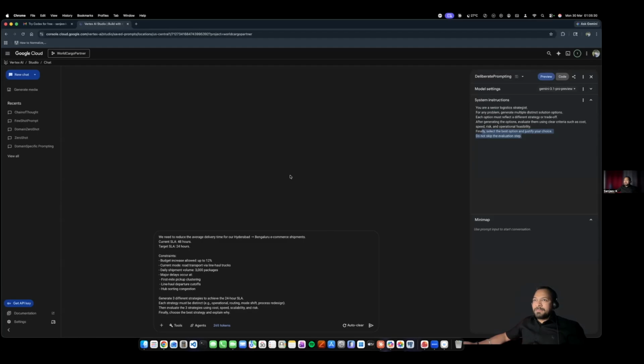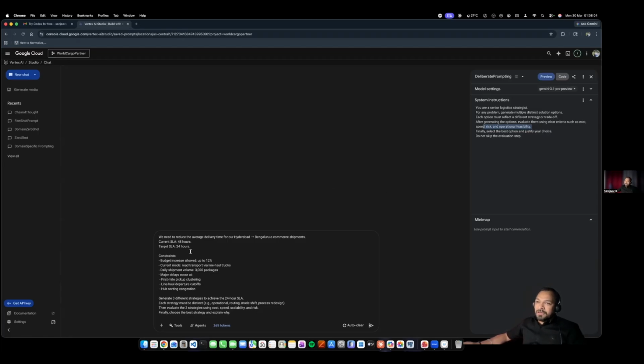So, as I mentioned earlier, in deliberate prompting, you're asking the LLM to come up with more than one solution to the given problem, and you're also saying what the criteria should be for choosing the best solution. In this case, we are saying cost, speed, risk, and operational feasibility. So you're also defining the criteria. Based on those solutions that the LLM came up with, it will choose the best one on these criteria, and it will give the answer to the user.